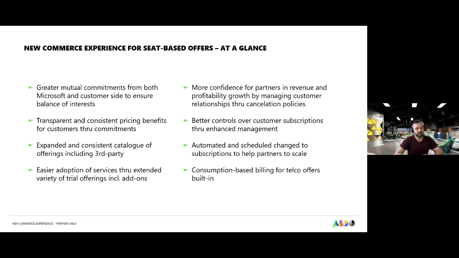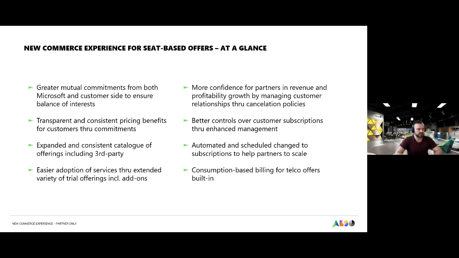And of course, the adoption of services in general, and I'm talking about trials, I'm talking about the add-ons that can be purchased now separately from the base license, which is not the case in the legacy platform, and some new business models as well will help you to shorten the sales cycle and be more successful in upselling.